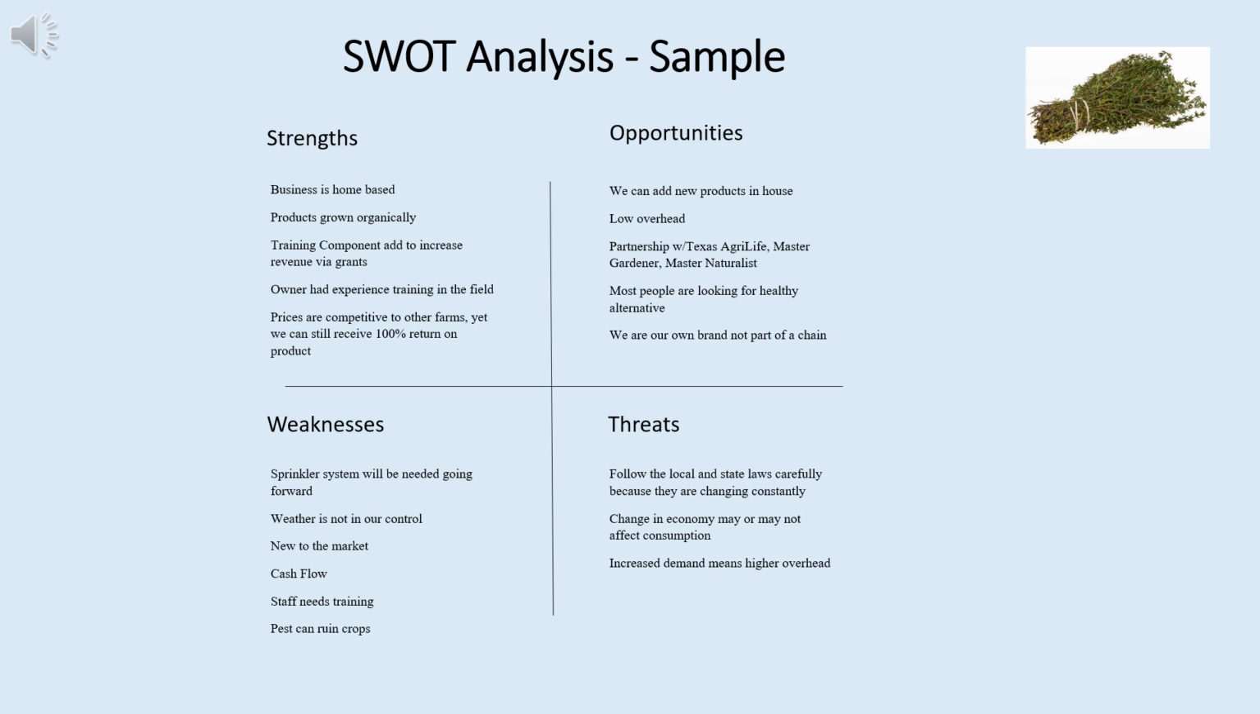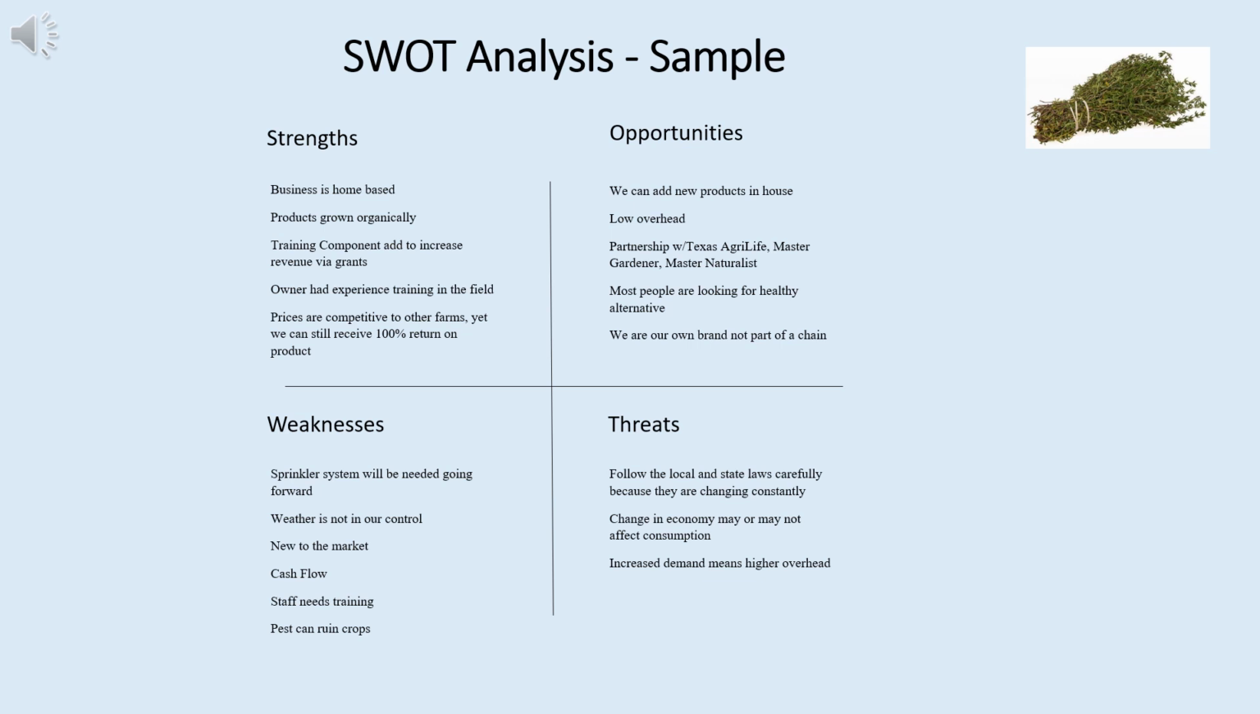Weaknesses are the internal and external things that can affect our business. Examples. Sprinkler system will be needed going forward. Weather is not in our control. New to the market. Cash flow. Staff needs training. Pests can ruin crops.